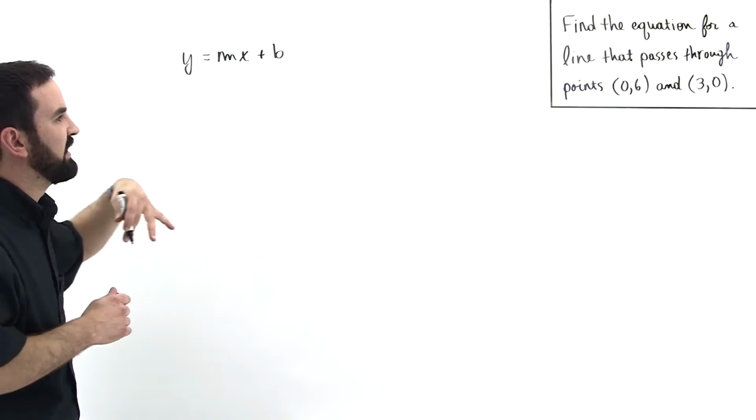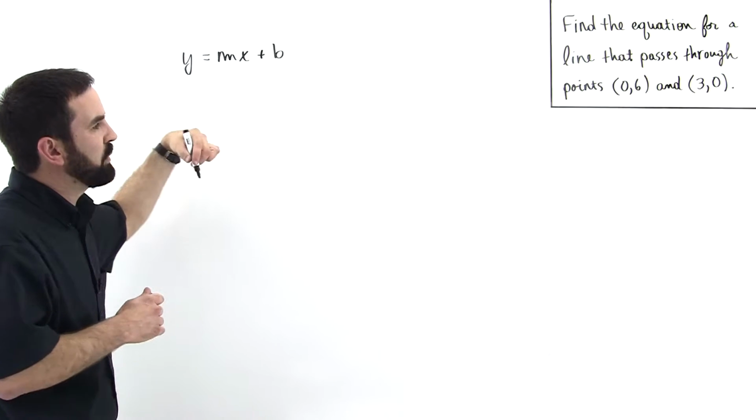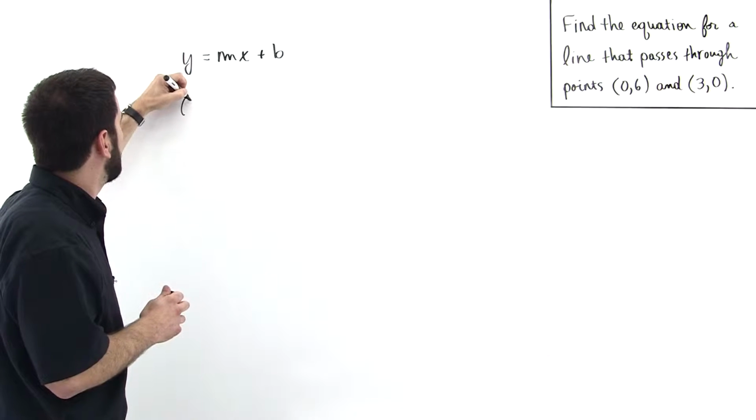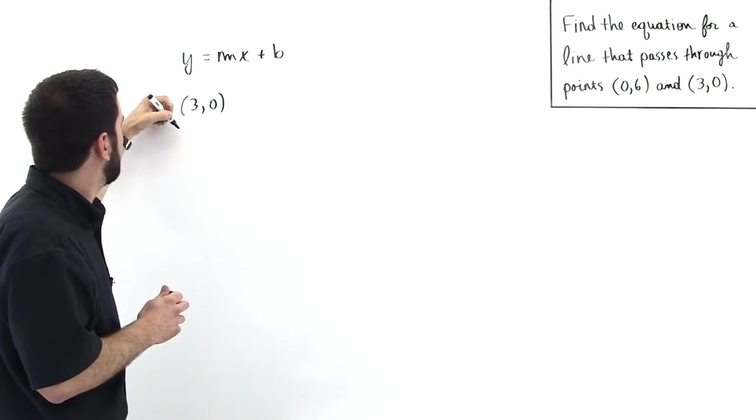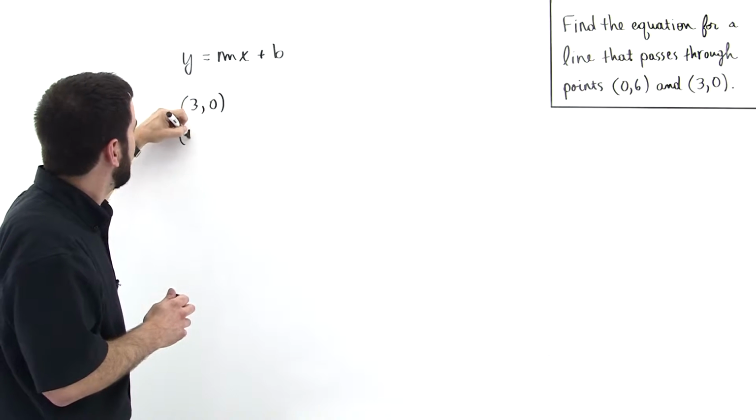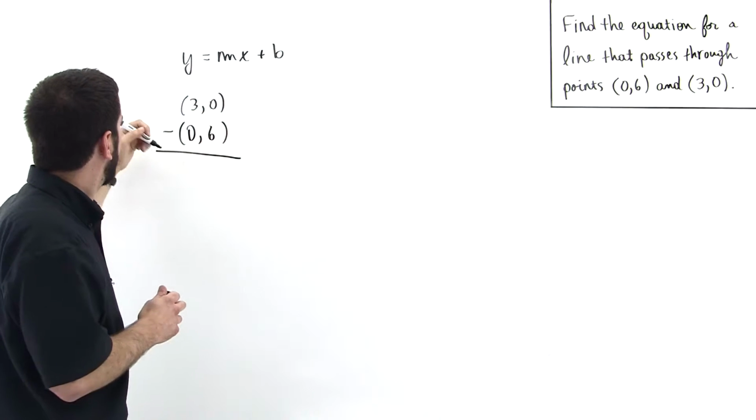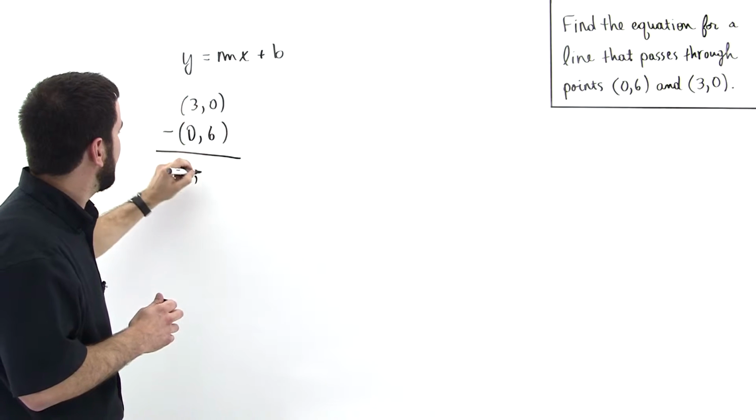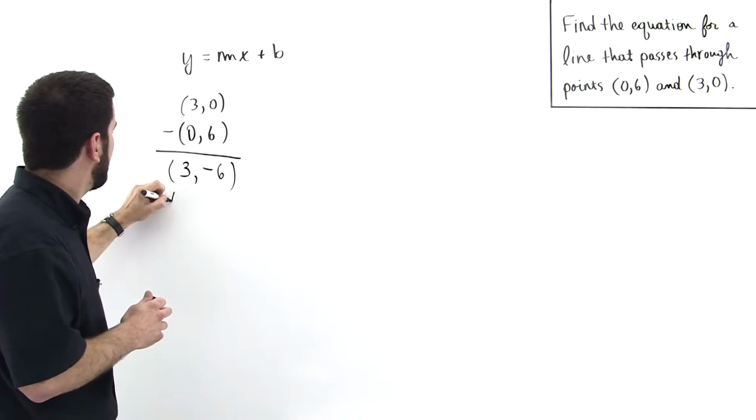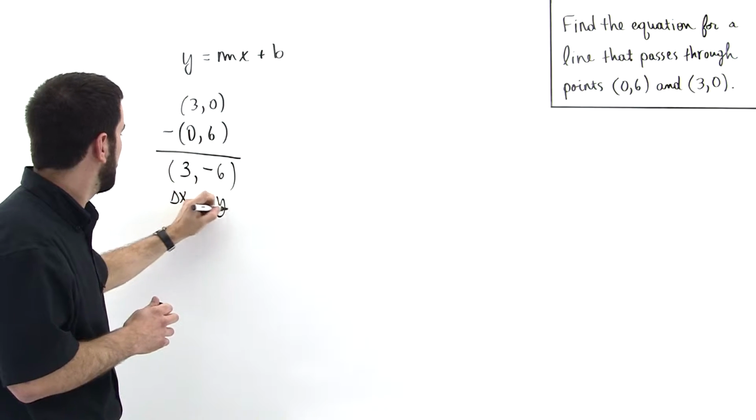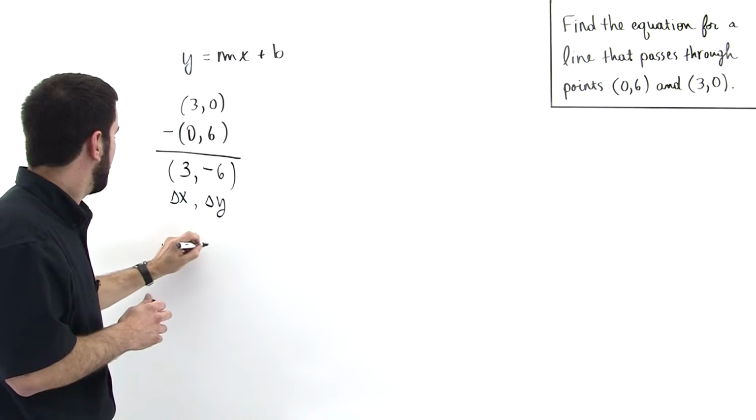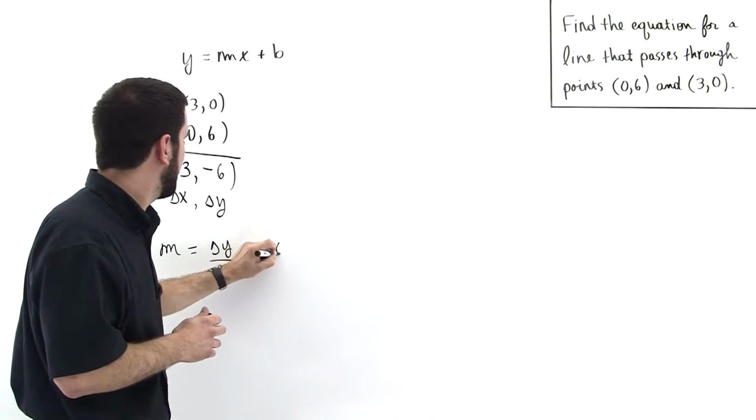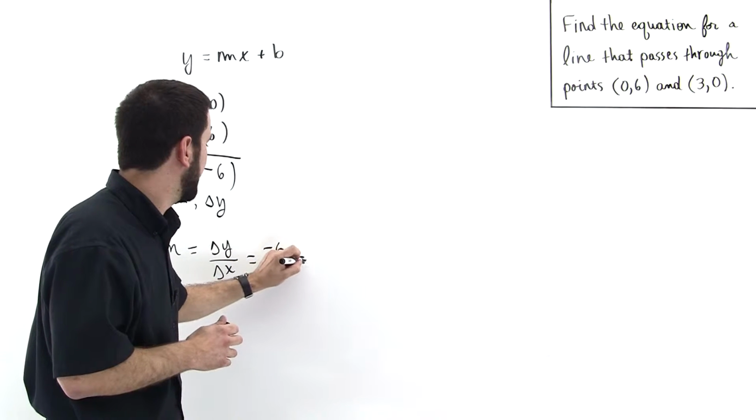So the first thing we'll do with this analytical method is find the slope. To find the slope, we put the points one on top of the other, and it doesn't matter which one you put, and you just subtract one from the other. So let's put (3, 0) minus (0, 6). So we have 3 minus 0 is 3. 0 minus 6 is negative 6. So this is your change in x, and this is your change in y. And so the slope is equal to delta y over delta x, which is negative 6 over 3, and this is equal to negative 2.